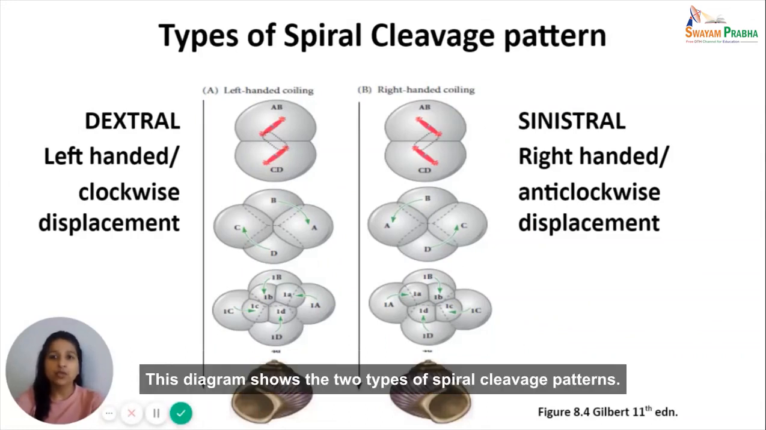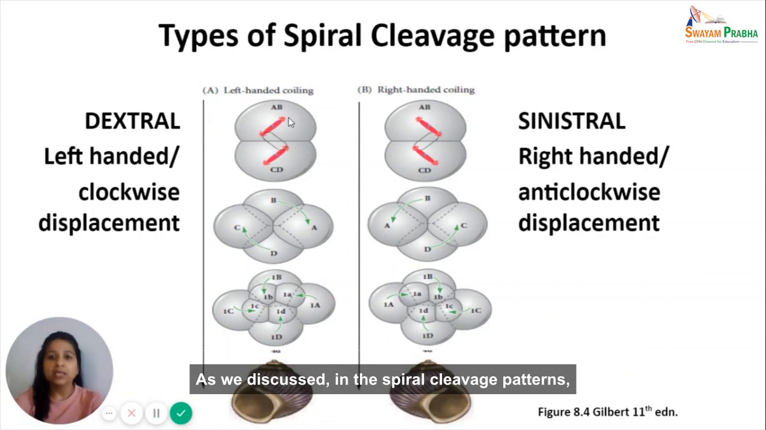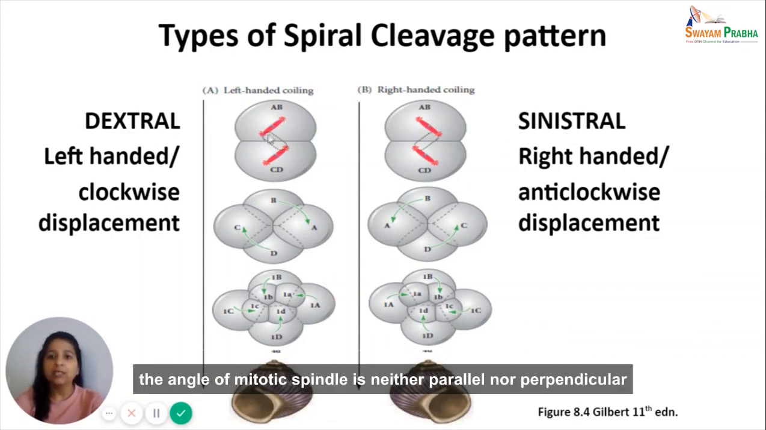This diagram shows the two types of spiral cleavage patterns. As we discussed, in the spiral cleavage patterns, the angle of the mitotic spindle is neither parallel nor perpendicular to the animal-vegetal axis. Rather, it is formed at oblique angles. Now, when cleavage occurs through these kinds of blastomeres, the resultant blastomeres will be arranged in a spiral pattern.